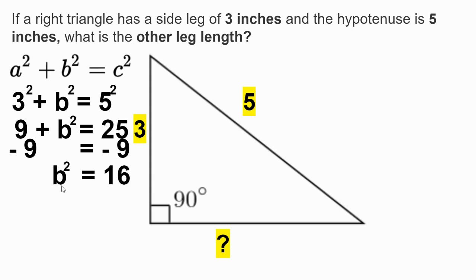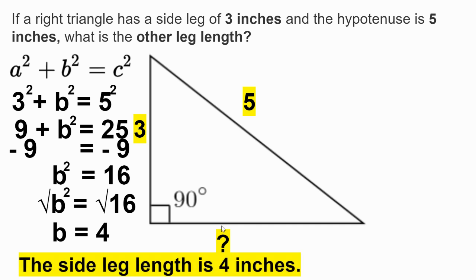So once again, do the inverse operation. The inverse operation would be doing a square root. So we're going to do the square root of b squared, and we have to do the same on the other side, square root of 16. Does anyone know what the square root of 16 is? That's right, 4. So b must equal 4. That side leg length is 4 inches. Awesome. Does that make sense? Let's try another.